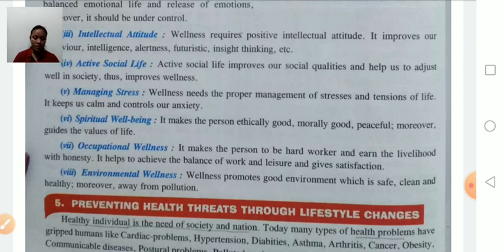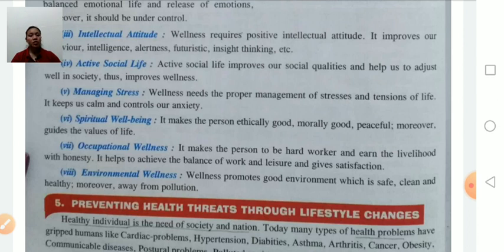Spiritual well-being. Spiritual means soul. Spiritual well-being means inner peace. It makes the person ethically good, morally good, peaceful, and moreover guides the value of life. It provides meaning and direction to the person. It brings peace in his mind.